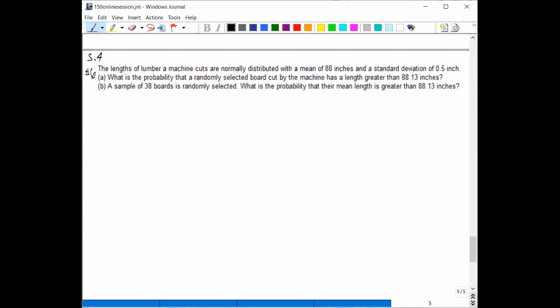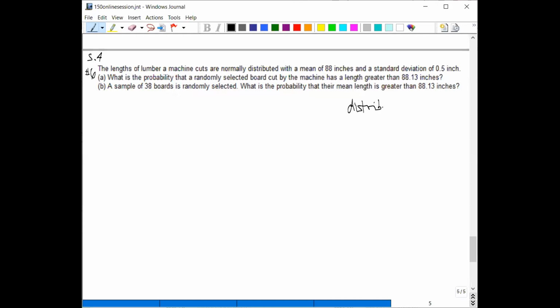Okay. So from the homework 5.4, question number 6, we're looking at it here. The lengths of lumber machine cuts are normally distributed with a mean of 88 inches and a standard deviation of 0.5 inches. So before I even read parts A and B, I'm just going to write down the given information here. What they're telling us is about the distribution.